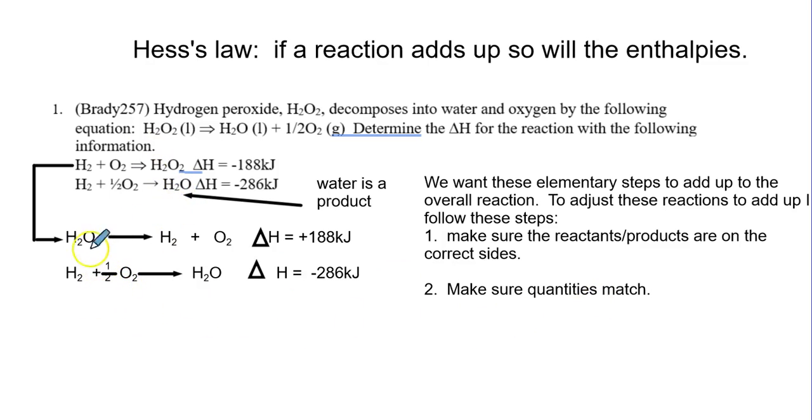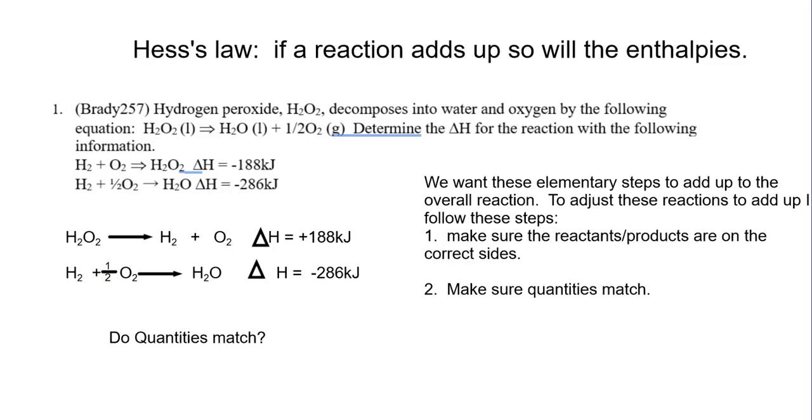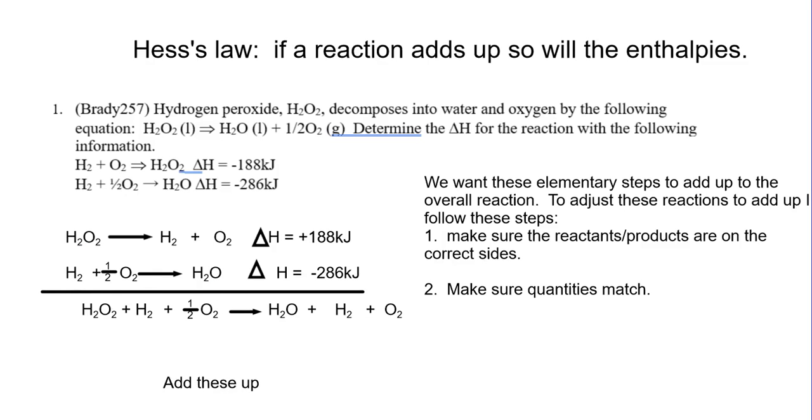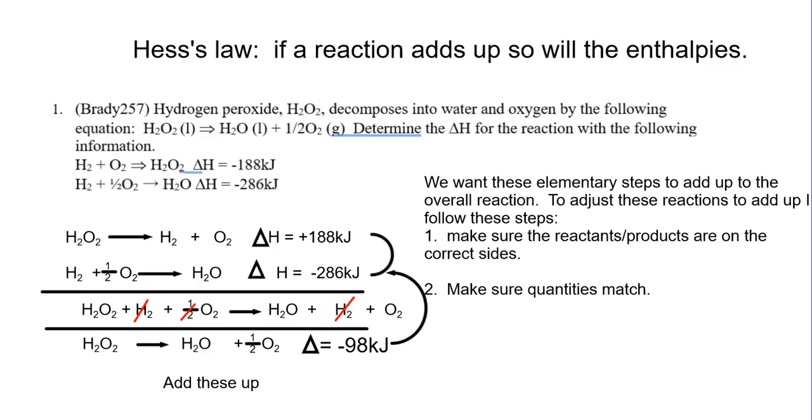Well, I got 1 H2O2. We got 1 H2O2 here. I got 1 water here. I got 1 water here. Should work out. And in fact, if you cancel out, you get half of water here. Half and half. Everything seems to match up nicely. Do quantities match? And the answer is yes. Intermediates match up as well. Add them up for overall reaction, which of course, if you've done that, it should add up. Which it does. And then you can simply add up your delta H's.